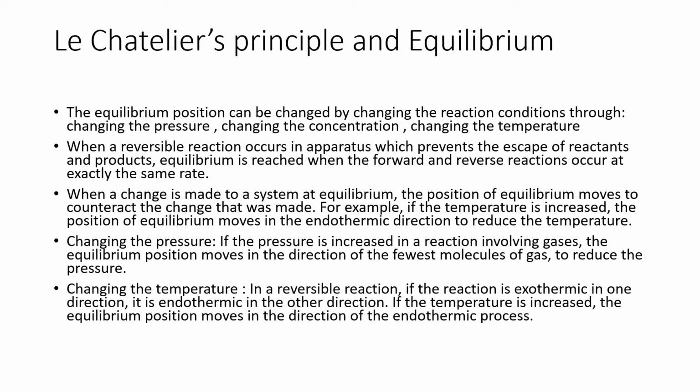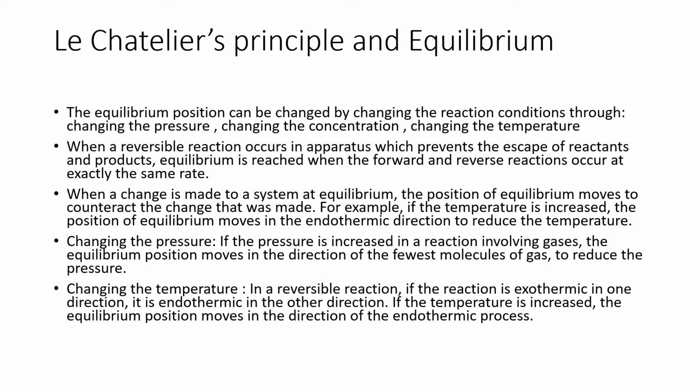If the equilibrium position lies somewhere in the middle, that means there's a similar amount of reactants and products. If the equilibrium position lies to the left, it means there are more reactants than products. And if the equilibrium position lies to the right, that means there are more products than reactants in the mixture of chemicals at equilibrium.